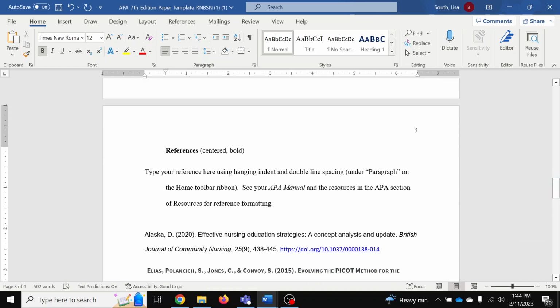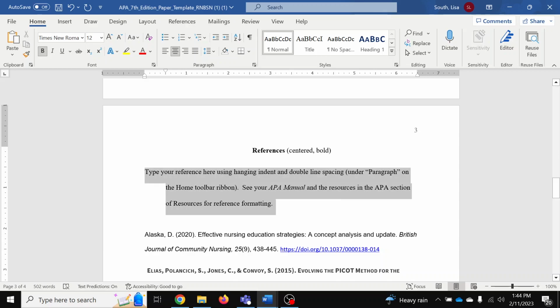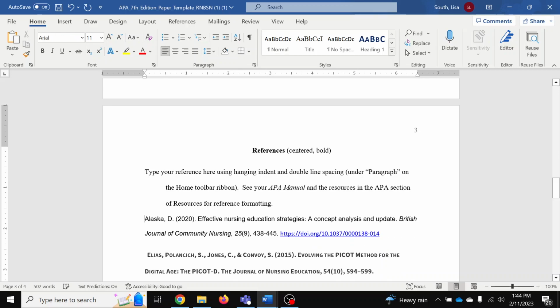Okay, like we did before. And then this is another level 1 heading, right? Centered in bold. And start typing your references. Now remember that I told you here that you have to do the hanging indent. The first line is not indented, but all the others are. There's some extra space right here too. Let me take that out. So let's look at this one right here.